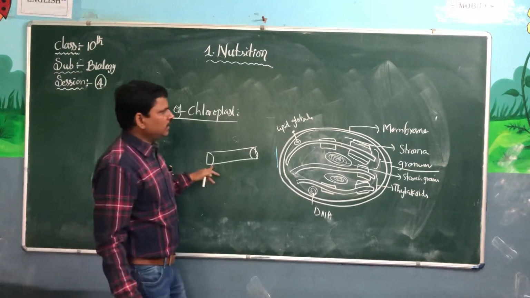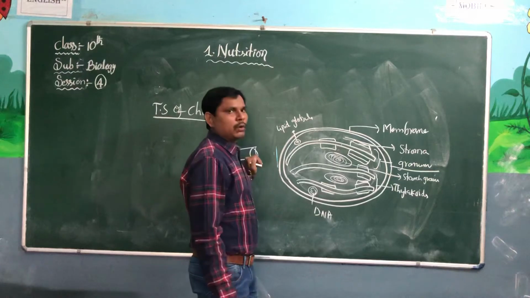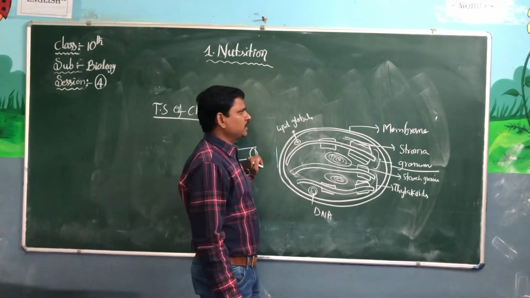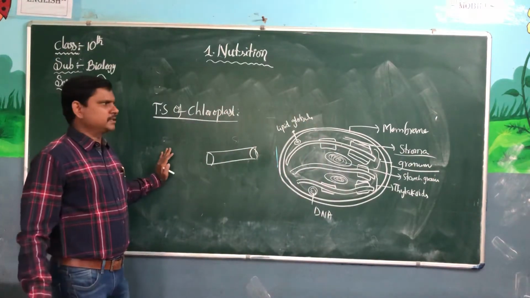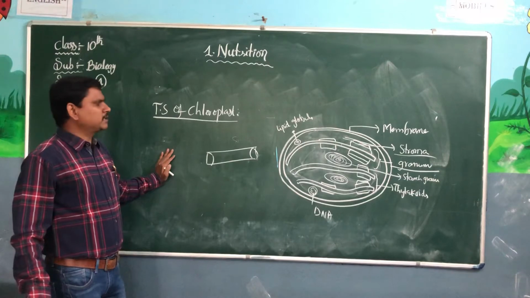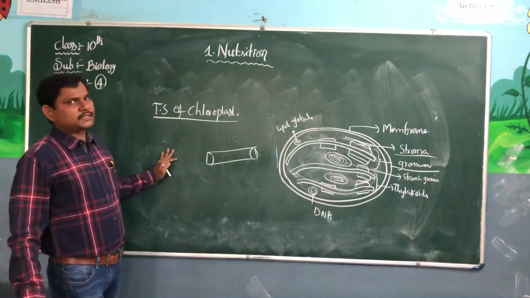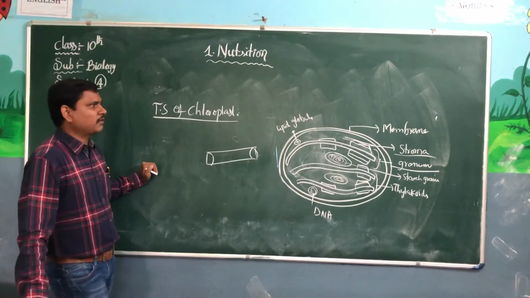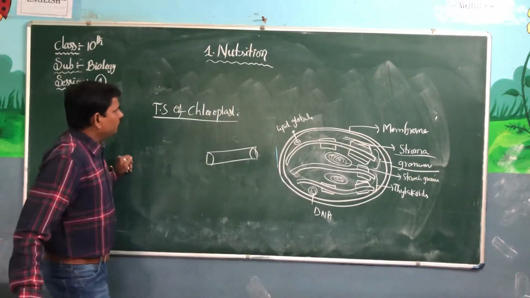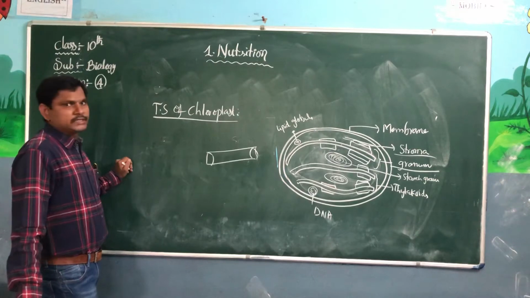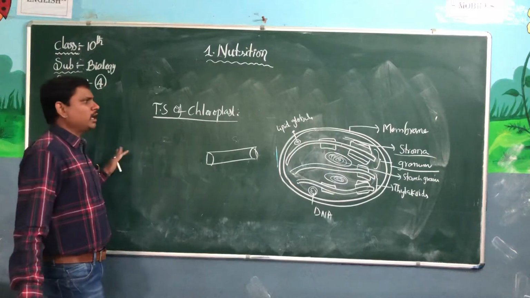The next part is the liquid substance present in the chloroplast, called stroma. The stroma is a liquid substance. The reactions in the chloroplast take place in the stroma, the synthesis of glucose. So chlorophyll is present in the leaf for photosynthesis to take place by trapping the solar energy.